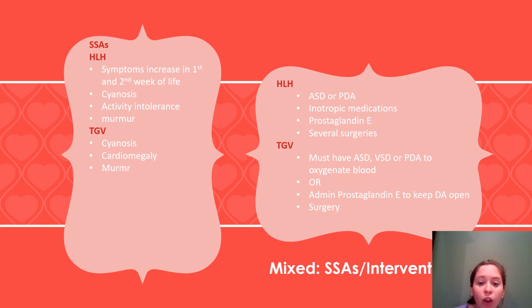Now, for hypoplastic left heart, we really want to think about giving the patient inotropic medications, like digoxin. We give them digoxin to help improve the contractility of the heart muscle to help that left ventricle out. With hypoplastic left heart, we can also give prostaglandin E to keep the ductus arteriosus open to help with oxygenating the blood and oxygenating the body. And with hypoplastic left heart, they have to undergo multiple surgeries to basically build back that left ventricle.